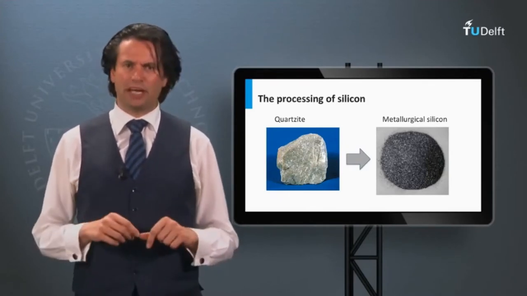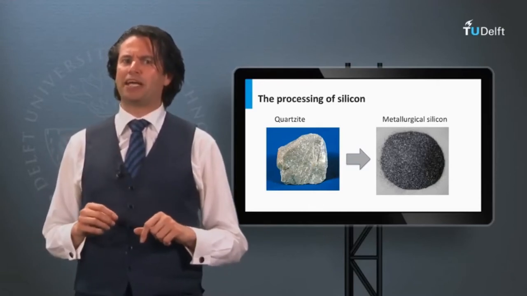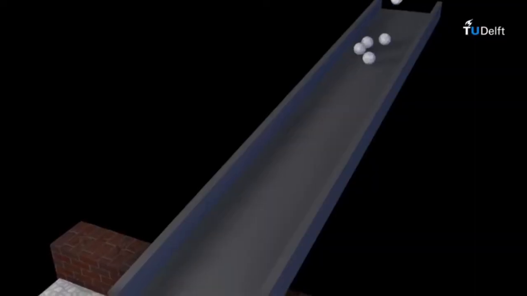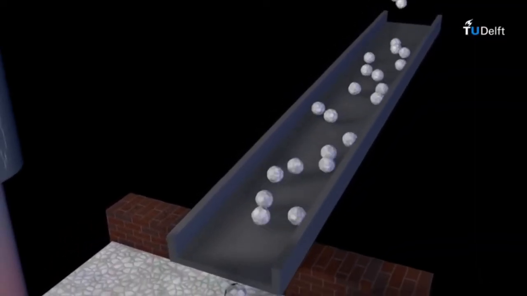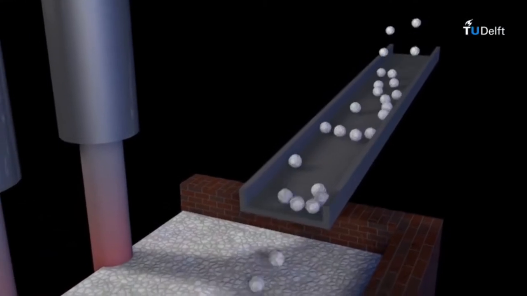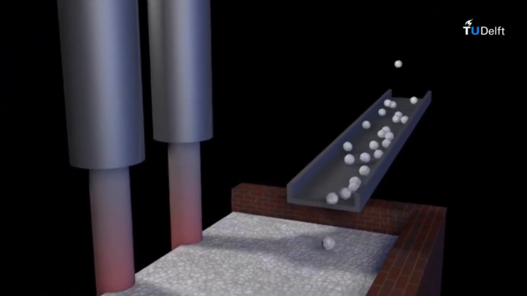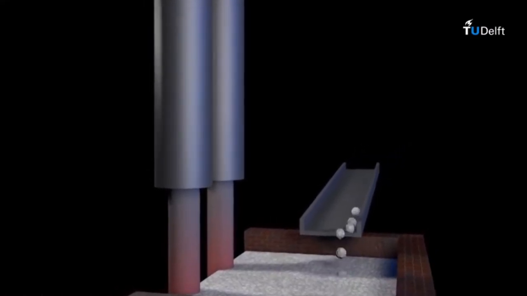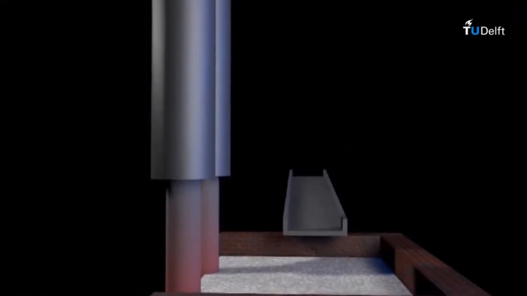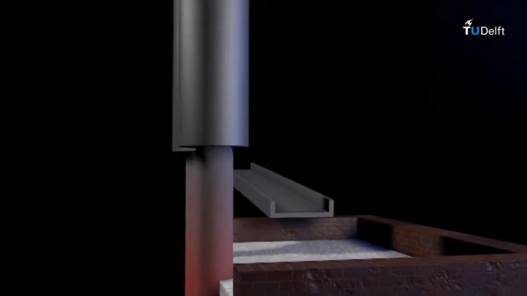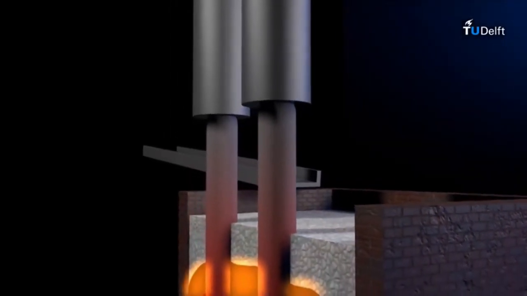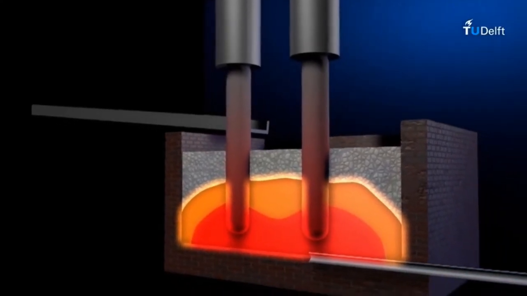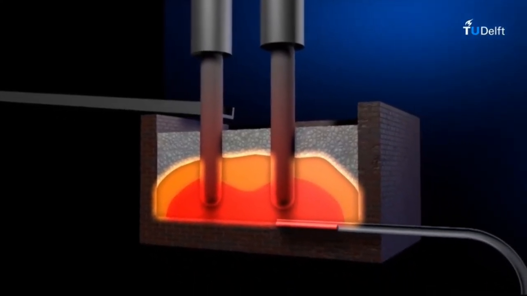In the next animation, the process of making metallurgical silicon out of quartzite is shown. During the production, the silicon is purified by removing the oxide. This happens in a submerged electro arc furnace. The quartzite is moved into the furnace where it is melted. Using an electrode, the quartzite is heated up to a temperature around 1900 degrees Celsius. The molten quartzite is mixed with carbon. Carbon source is a mixture of coal, coke, and wood chips.